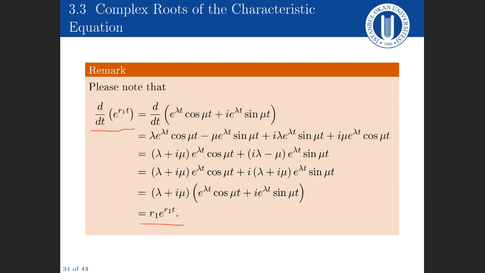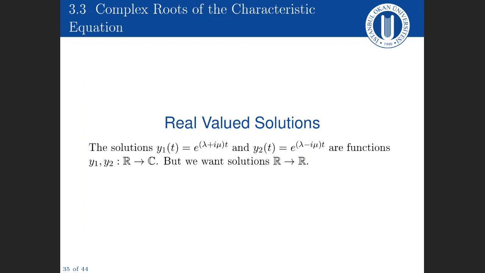Great. So everything is going to work the way we expect it to. However, e to the r1t and e to the r2t are functions which map to the complex numbers. They take a real number, t, and they give us back a complex number. And we don't want this. What we want are functions which map from the real numbers to the real numbers. We don't want to be dealing with complex numbers. We want the complex parts to be cancelled out so that we just end up with real valued solutions. So what can we do?